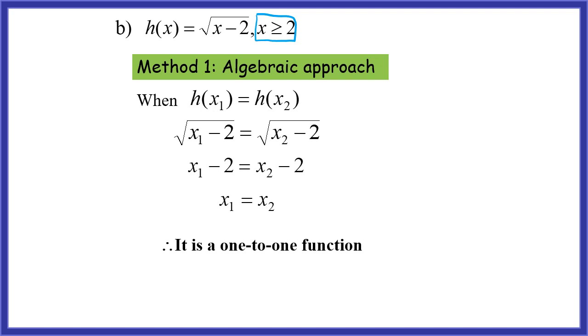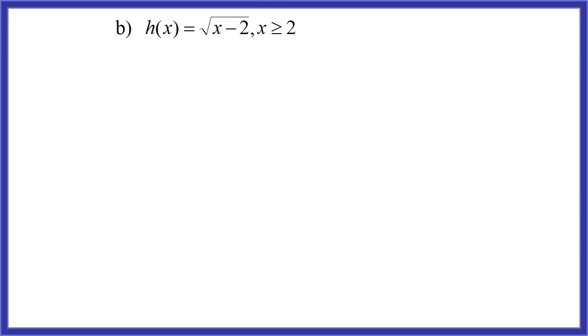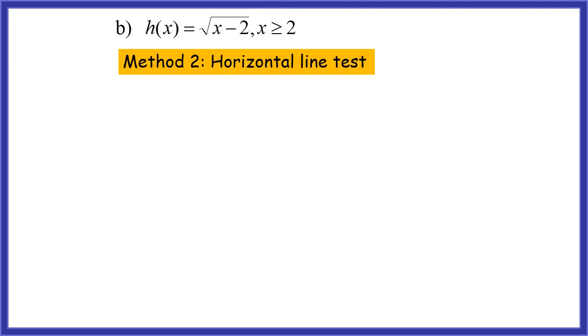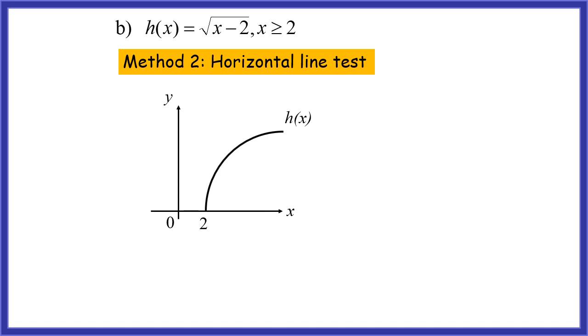Actually, if we want to eliminate this square root, we will square both sides, right? So we will have these results. So it's a one-to-one function. And then if you use the horizontal line test, we need our graph.